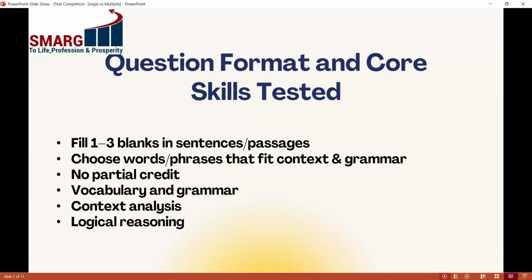So, very quickly, the question format and what are your core skills that will be tested in this sort of a question. For those who are not preparing for GRE and happen to be a part of this session, for you also, this particular exercise is very fruitful. Yes, you can practice it for strengthening your vocabulary. And if your exam particularly has fill in the blanks or vocabulary based questions, this would be a good exercise for you. Now coming back to GRE, the text completion question can come in three formats: one blank, two blanks, or three blanks at the max.